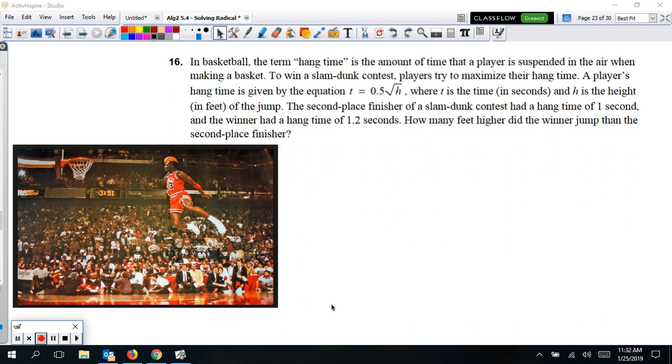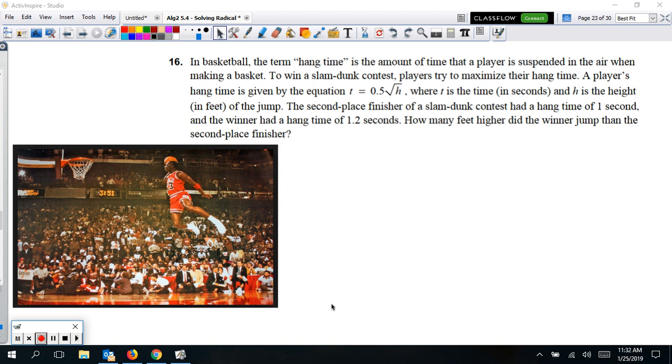Okay, finally we're on our last problem. Number 16 is this word problem. It says in basketball the term hang time is the amount of time that a player is suspended in the air when making a basket. To win a slam dunk contest, players try to maximize their hang time. Kind of as you see Michael Jordan there, picture of him from long ago.